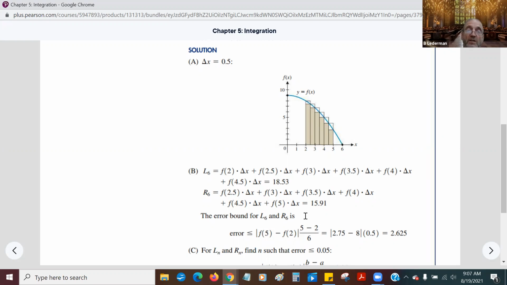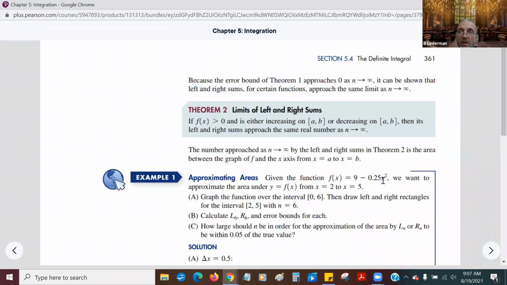So the error bound for L6 and R6 is f of 5 minus f of 2, times 5 minus 2 over 6, which is 2.75 minus 2.8 times 0.5, which is 2.6, which means that's the most error can be. I'm sorry, I actually jumped a little bit. How do we get the number 18.5? Well, we took the number 2 and plugged it into the function, which was 9 minus 0.25x squared.